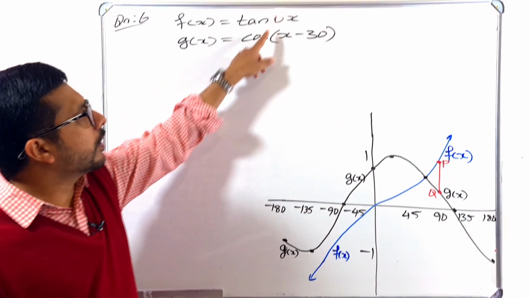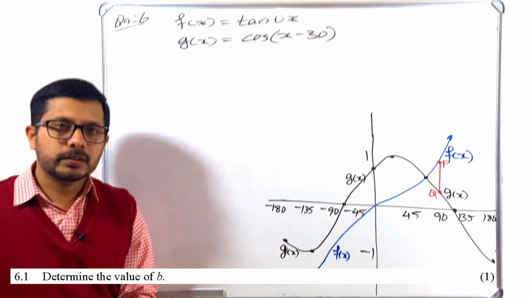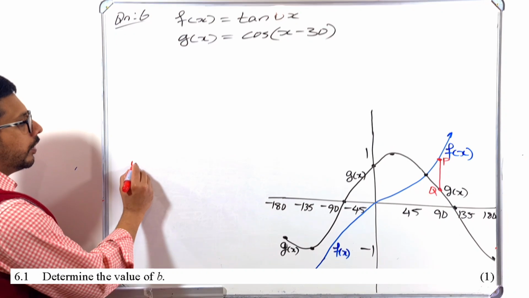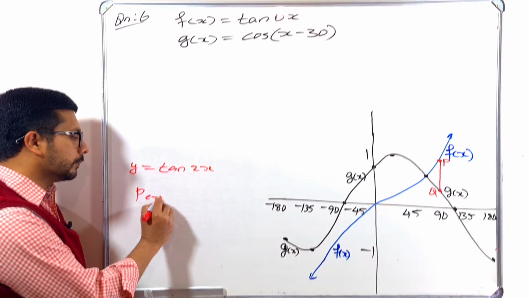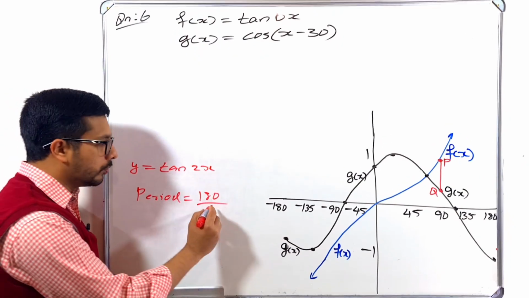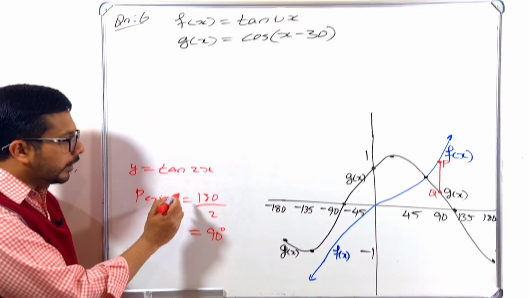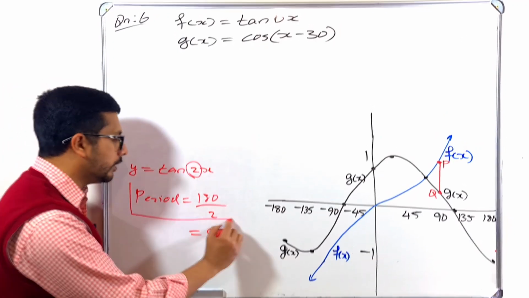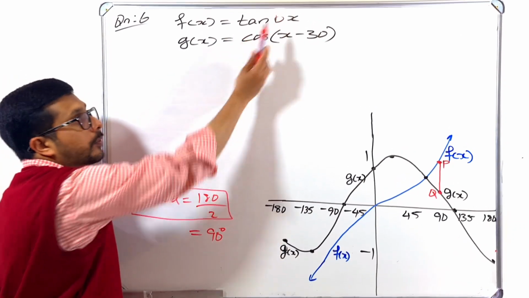Actually, b determines what in a trigonometric function? B determines the period of the graph, am I right? For example, if y is equal to tan 2x, what is the period? Period is equal to 180 divided by the coefficient of x. Coefficient of x is 2, so 180 divided by 2 is 90 degrees. I'm just giving an example. So this number determines the period of the graph, and in the case of tan, the formula is 180 divided by that number.